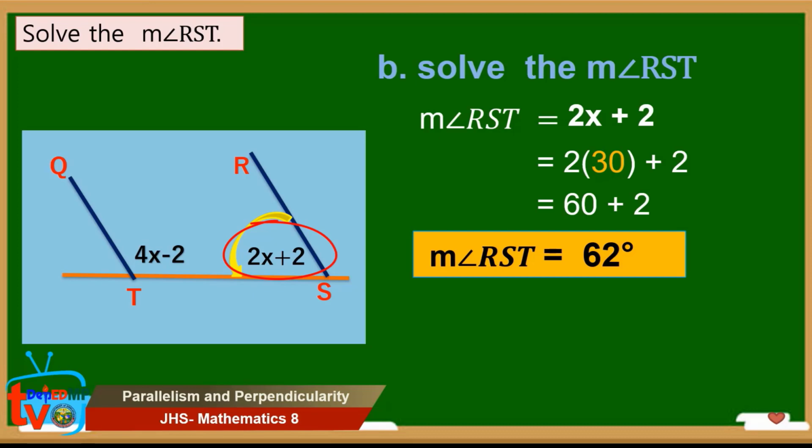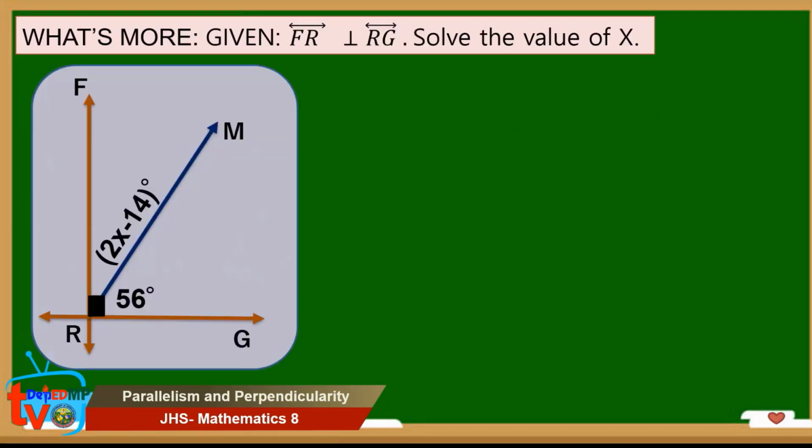Can you follow the examples? You can also go over the other 2 examples given in your module. The next problem for practice is found on page 9. What's more? Activity 2, letter C, number 4. The given is line FR is perpendicular to line RG. Solve the value of x. It's only the value of x that we are going to solve here.